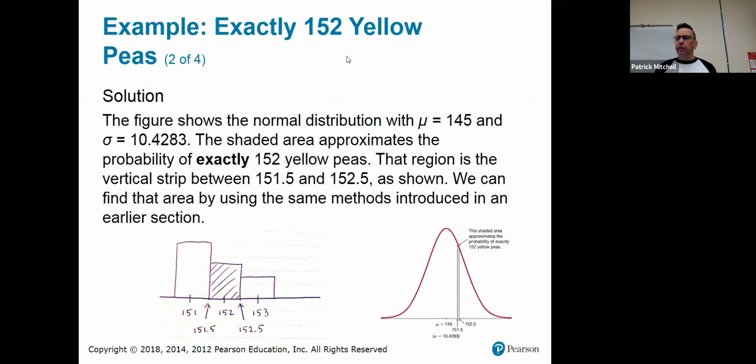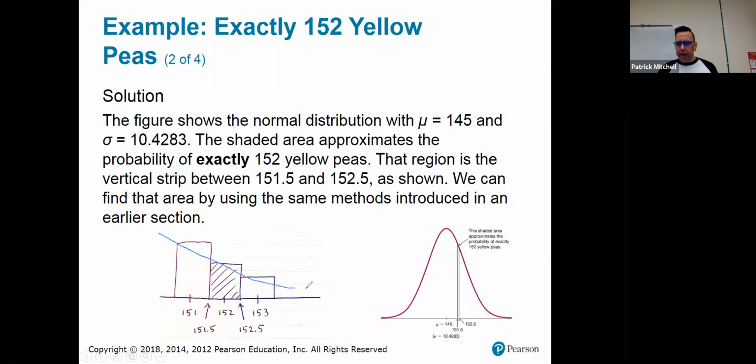Okay, so the mean and the standard deviation are still the same because I haven't changed n and p. So here is the histogram that I drew to help me figure out the continuity correction. Out of the numbers 151, 152, 153, exactly 152 only includes 152. If I think about drawing a normal curve over top of this, it would go from 151.5 to 152.5. So if I draw my normal curve like this, it's a really skinny area under the normal curve.